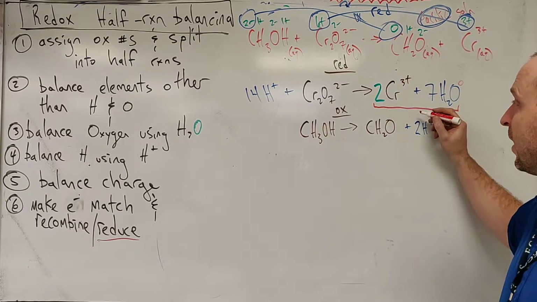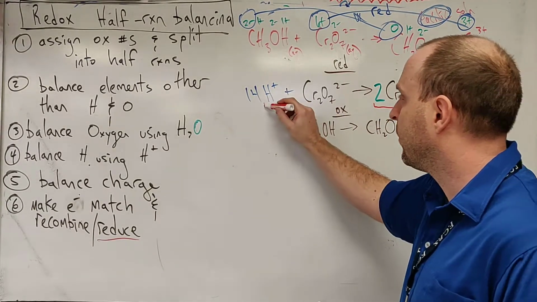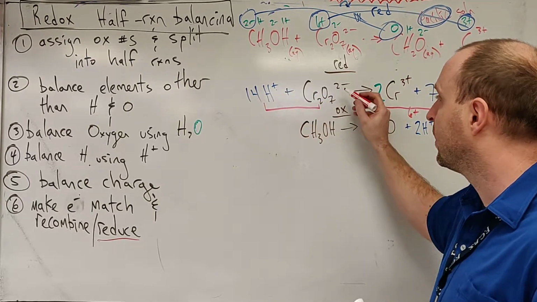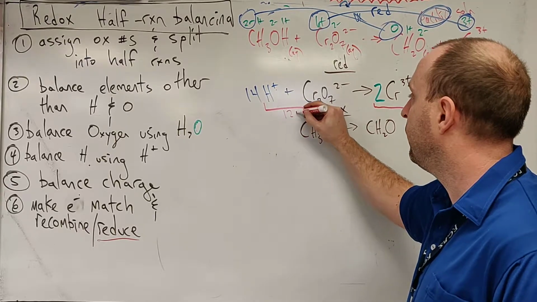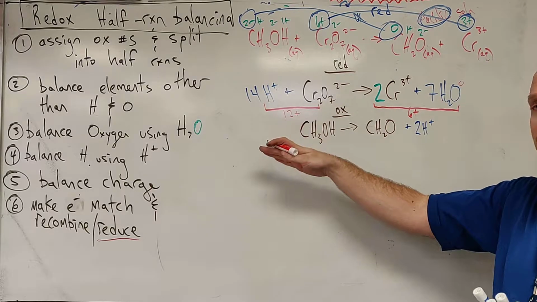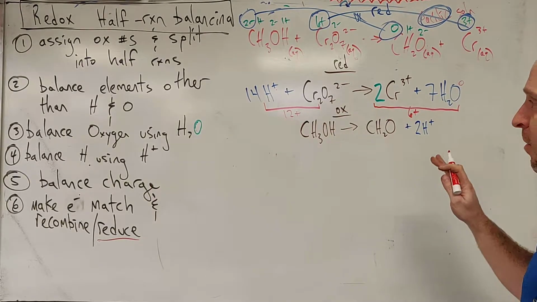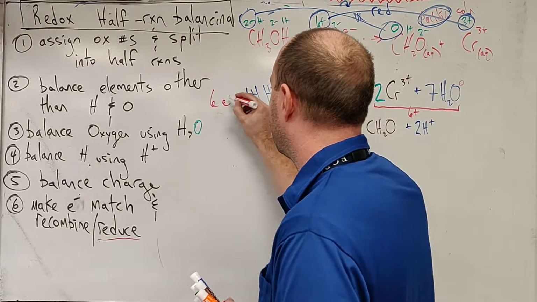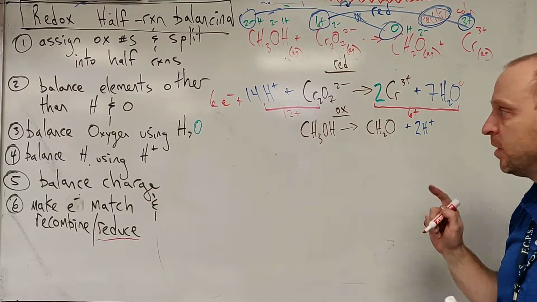I've got 3+ and 2 of those gives me a 6+ on this side. On this side right now, I've got a 1 plus 14 times, that's 14 pluses, and I've got a -2 1 time. So we end up with 12 pluses on that side. Those don't match. I'm going to add some electrons over here to make it match. They don't have to end up 0, they just need to end up the same. And in a reduction, it makes sense that I would be adding electrons, in this case 6 electrons and 12 pluses gives you 6 pluses.